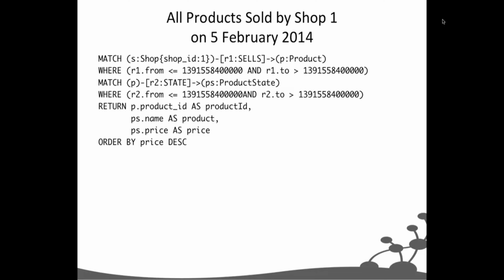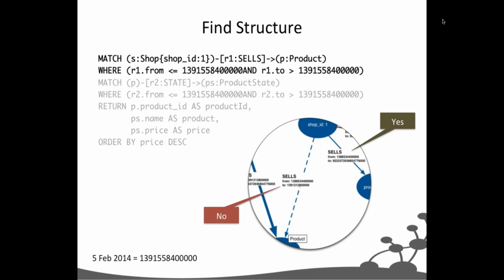Okay, so that's all about modifying the graph, but then of course we want to be able to query the graph in order to recover the state of the graph at a particular point in time. So imagine we want to write a query that says, find me all of the products sold by Shop 1 on the 5th of February 2014. So what was the state of the graph surrounding Shop 1 on the 5th of February 2014? This is the query that will actually answer that question, and I'm just going to talk it through bit by bit.